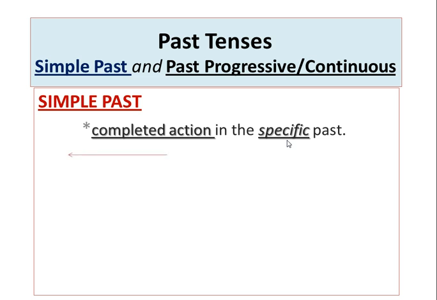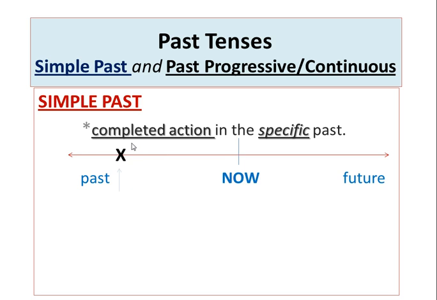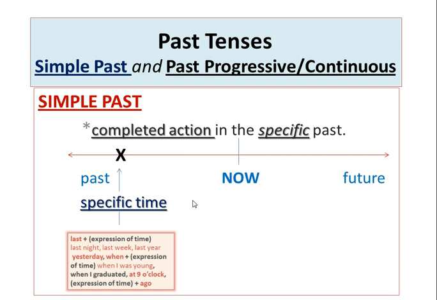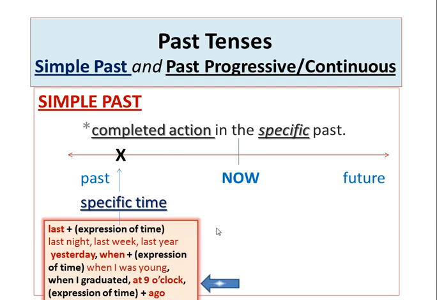So in English, let's take a look here now at a timeline where we have the past, the present, and the future. The action happened in the past, it's completed, and we can tell you that it happened at a specific time, so I can answer the question when by using some of the keywords.